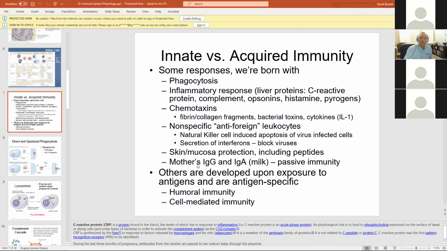And also passive immunity can be transferred from mother to baby through IgG via the uterus, and IgA via the milk.